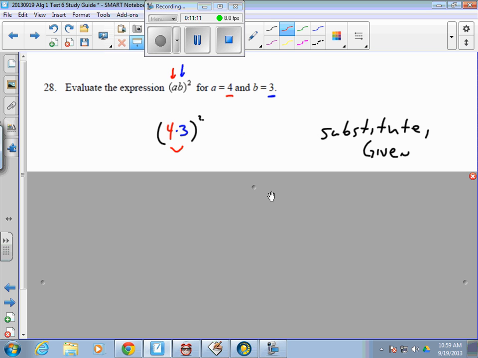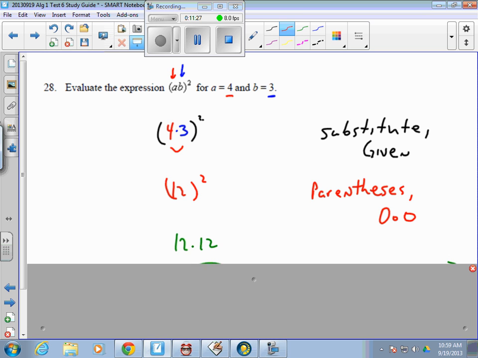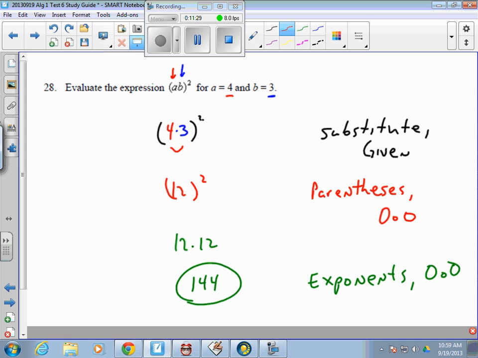28 says evaluate (AB) squared. A's value is 4, B's value is 3. Substitute in place of A, 4, in place of B, 3. That's your given values. Multiply 4 times 3 to get the number 12, because it's inside parentheses. That's why you do it before exponents. And then evaluate the exponents. That means 12 times 12, which is 144.